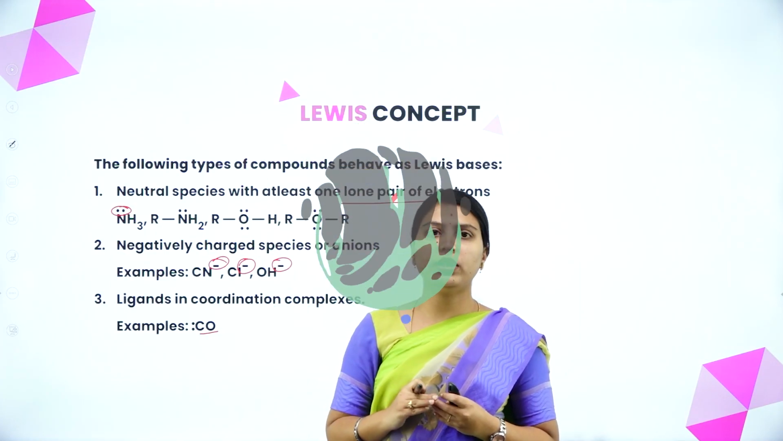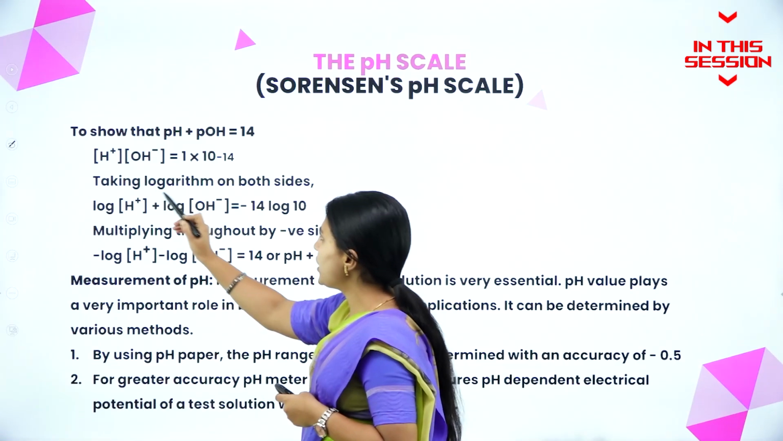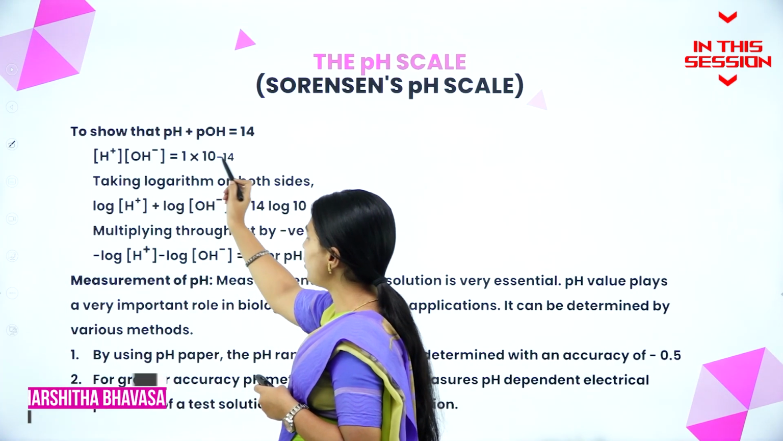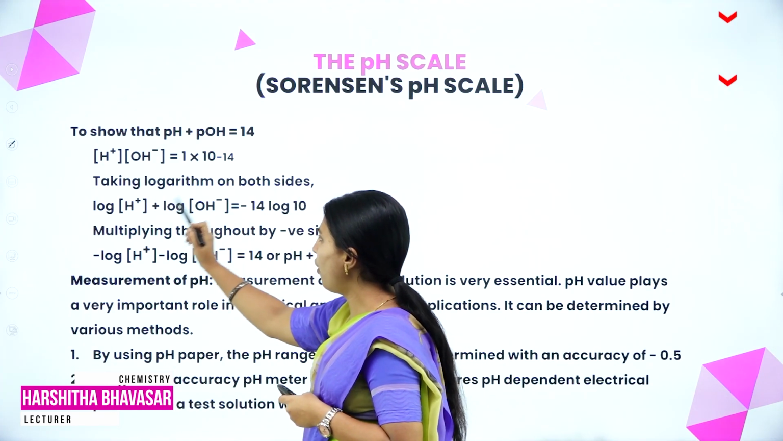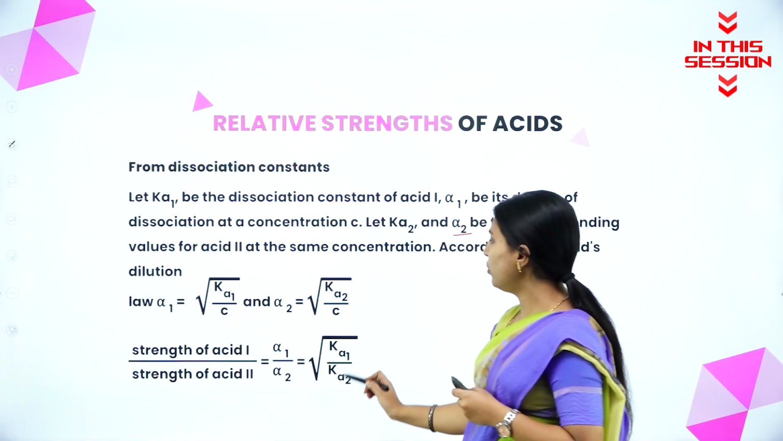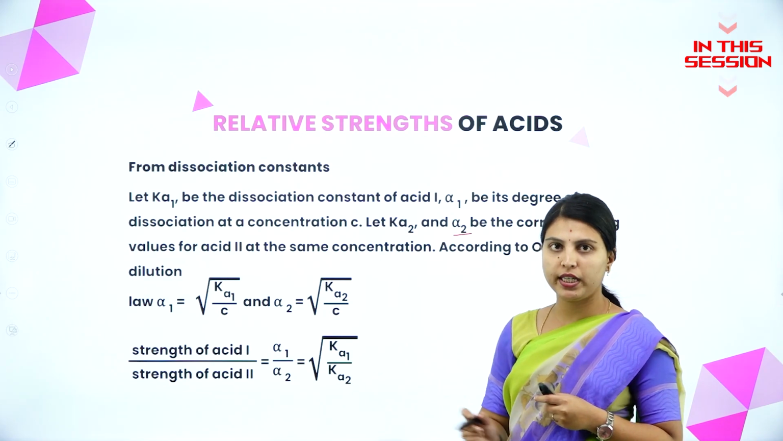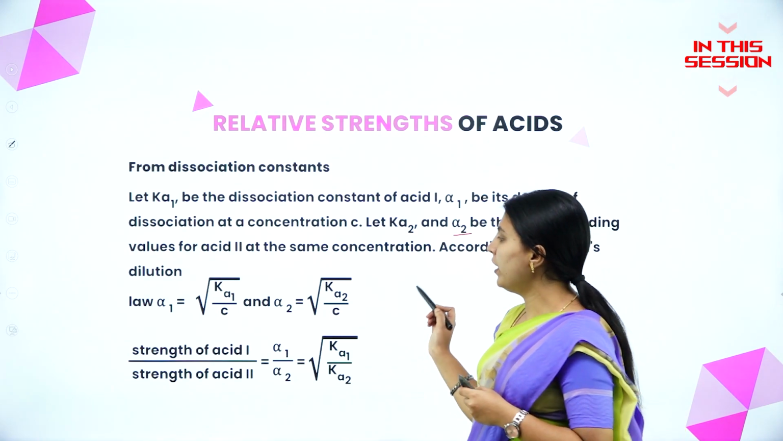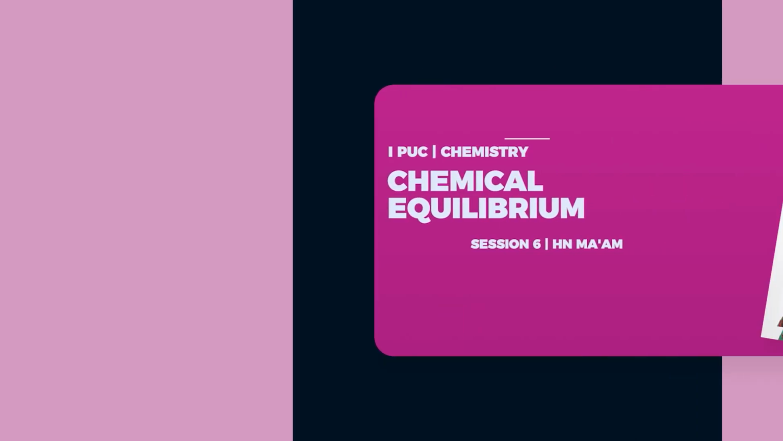By seeing the molecule itself, you can analyze which is Lewis acid and which is Lewis base. H plus into OH minus, you know, 1 into 10 to the power of minus 14. Taking logarithm on both sides, log H plus log OH minus minus 14 log 10. Root of Ka1 by Ka2 will happen. This C will get cancelled. This is the formula to use for relative strength of acids.